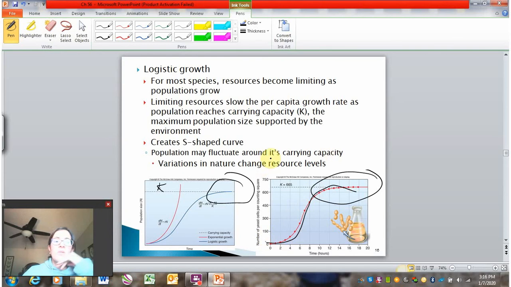Okay. And so in nature, what you might see if you were to measure or track a stable population, so one that hasn't been reintroduced, is you might see a population kind of doing something like this.